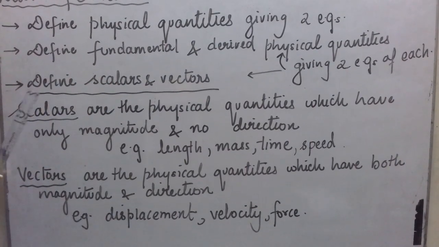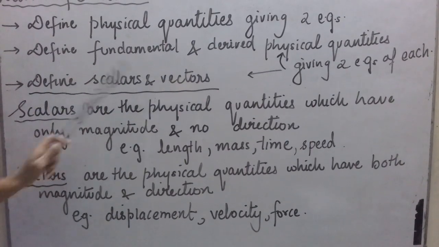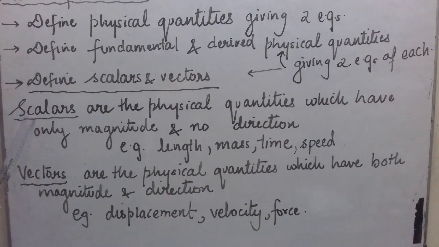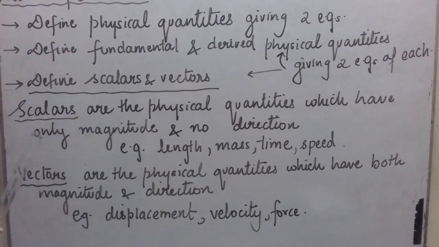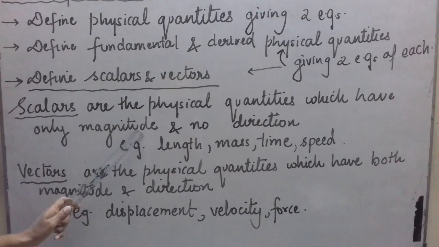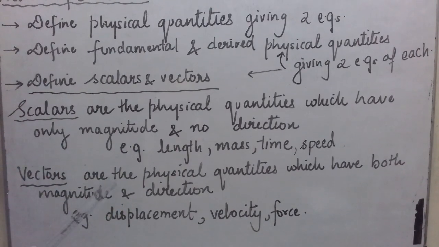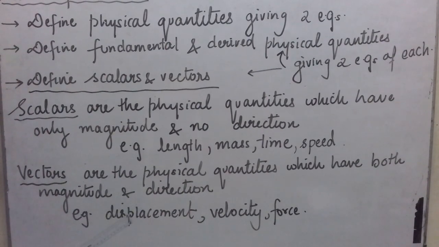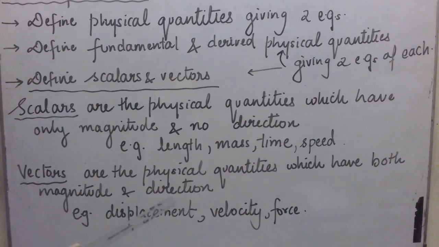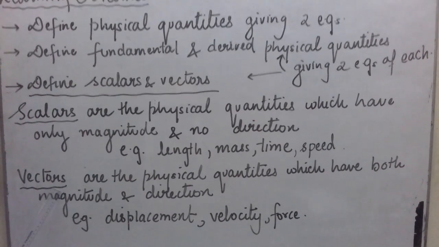Now, last learning outcome, define scalars and vectors. Hope you have remembered now. Scalars are the physical quantities which have only magnitude and no direction. Length, mass, time, speed. And vectors are the physical quantities which have both magnitude and direction. Displacement, velocity, force are the examples of vectors.